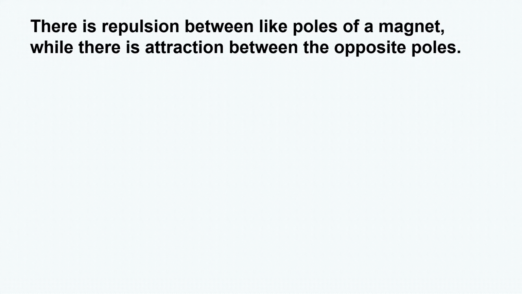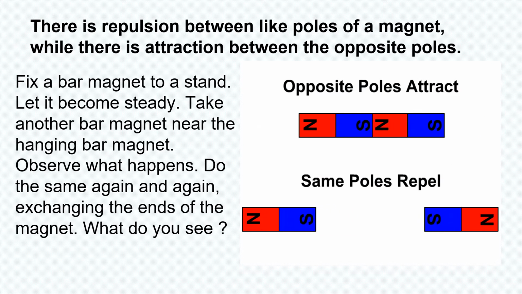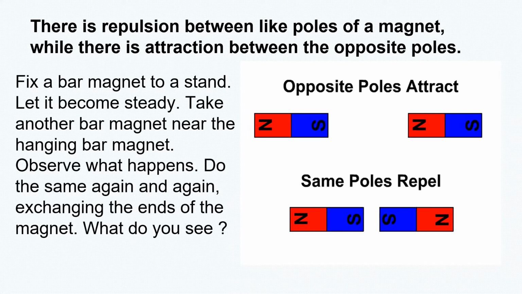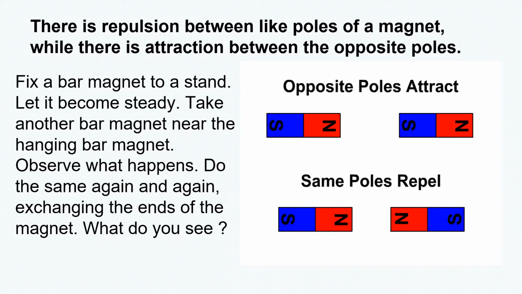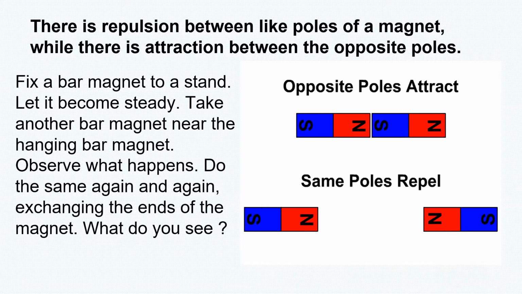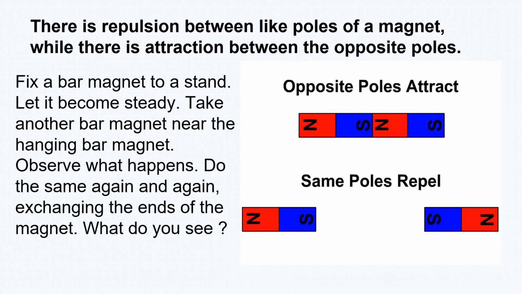अगर दो magnets के same sides हैं, अगर north और north है, same poles हैं, तो वो एक दूसरे से दूर चले जाएंगे. और अगर opposite poles हैं, तो वो एक दूसरे से करीब आते हैं. They attract each other. Okay, so if I fix a bar magnet to a stand, let it become steady.